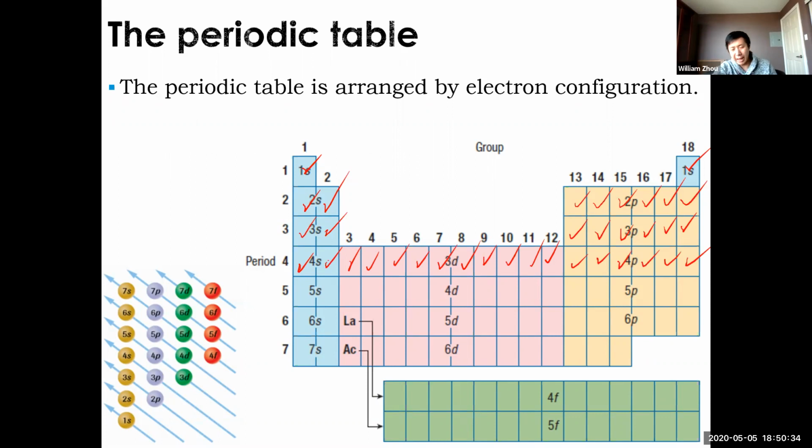And this actually tells you why, if you learn orbits in grade 10, the first orbit has a maximum of 2 electrons. The second orbit has a maximum of 8, because you only have the 2s and the 2p, and they add up to 8 electrons. The third orbit has 8 electrons, not 18, because 3s and 3p add up to 8.